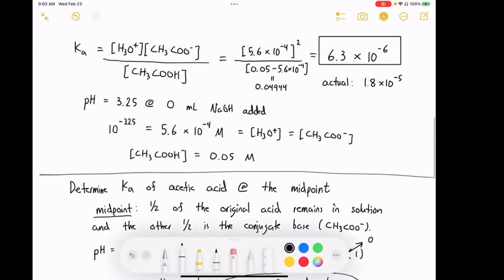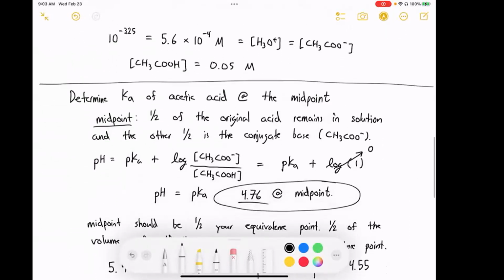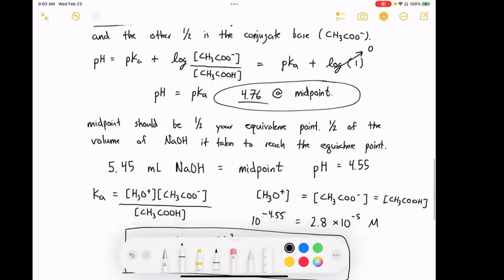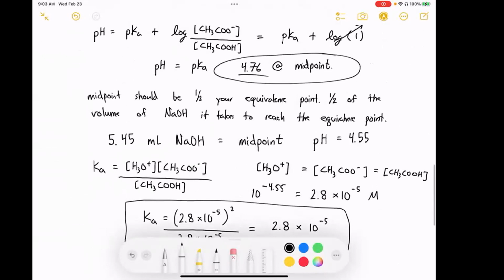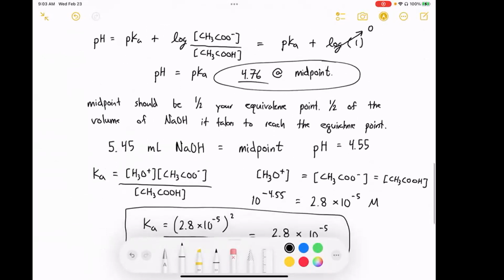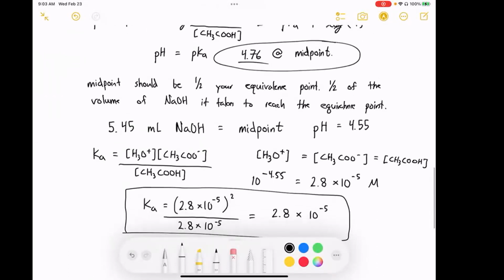And that's pretty close to the pKa of acetic acid, which is 4.76. So that's a pretty good approximation. So your value should vary, but they should approach close to the 4.76 mark. If it doesn't, please go back through these calculations and try it again.